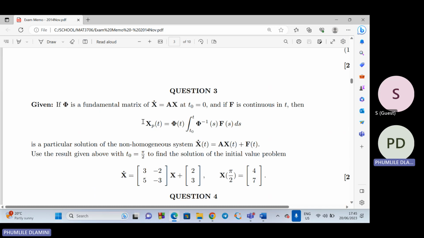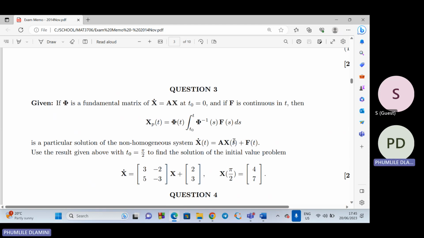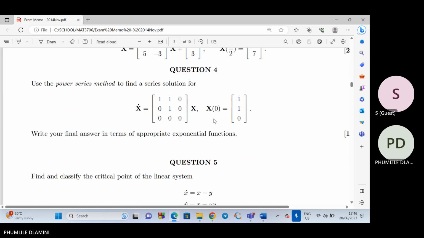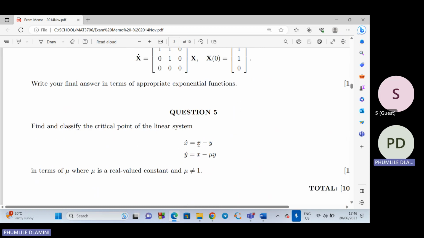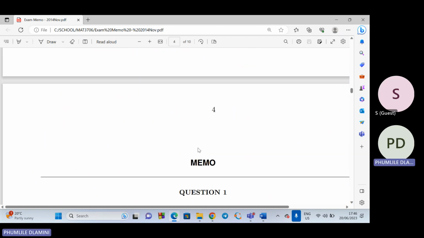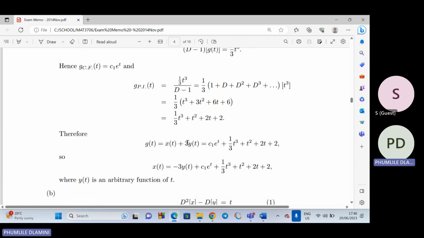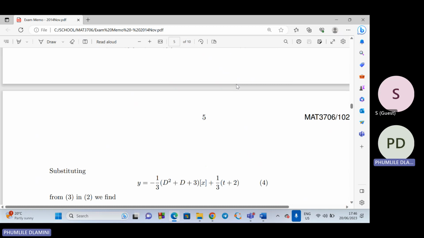Let's check this one. Okay, is if Q is a fundamental matrix of... if F, okay, it is not the same. I think use the power series method to find a series solution of, you have this one here, 1, 1, 1, 1. You have given X. It's not the same as the one. Your answer is approx. Okay, it's not really the same. Find the class factor. Okay, so I think if you check the memo, they will be asking it indirectly, but this question paper is for 2014, it's quite a while.